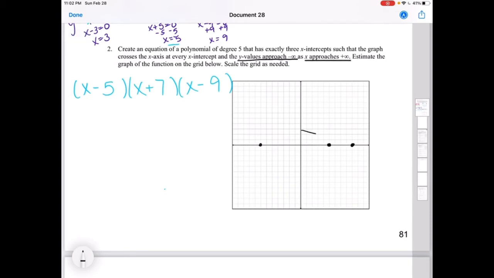So that means as x approaches positive infinity, which means it's going this way, y is decreasing. So it's probably going to be a downward arrow that our polynomial is going to end in as an end behavior.